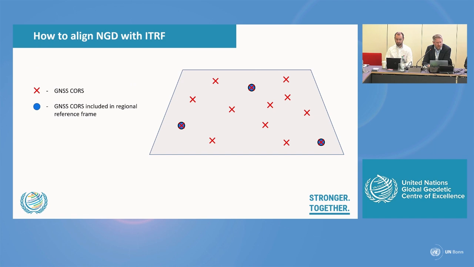So how do we do it? Again, this is a refresher from yesterday. It's all around having these common reference points. So the ones that are marked in red might be the GNSS CORS stations in your country, our continuously operating reference stations, and the blue ones might be those included in the regional reference frame, or they could be IGS sites.